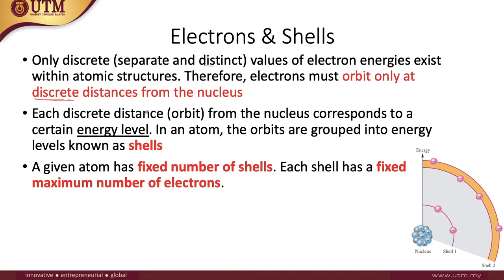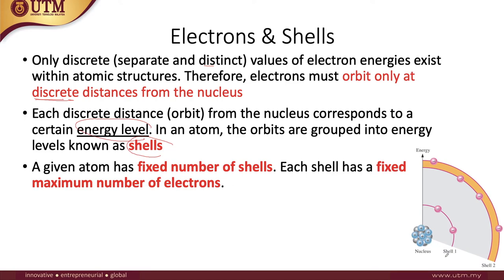So each discrete distance from the nucleus corresponds to a certain energy level. For these electrons, they have their own specific energy levels. Each orbit has its own energy level. In an atom, the orbits are grouped into energy levels known as shells. So each energy level is grouped into a specific shell. A given atom has a fixed number of shells, and each shell has a fixed number of electrons.